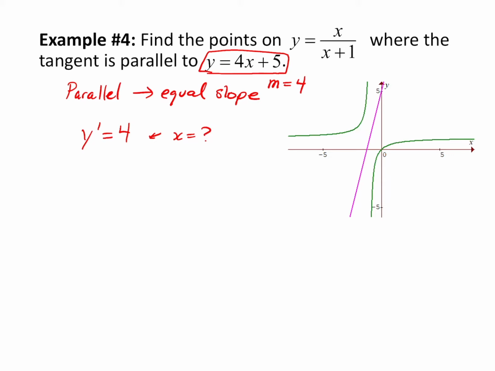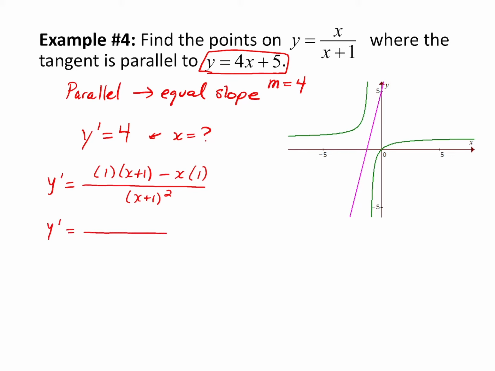To find that, the first thing we need to do is find the derivative. Now we have x over x plus 1. Because we have a function of x over a function of x, we'll have to use the quotient rule. The quotient rule says that it's the derivative of the top, the derivative of x is 1, times the bottom, minus the top, x, times the derivative of the bottom, which is also 1, all over the bottom squared, so all over x plus 1 squared.